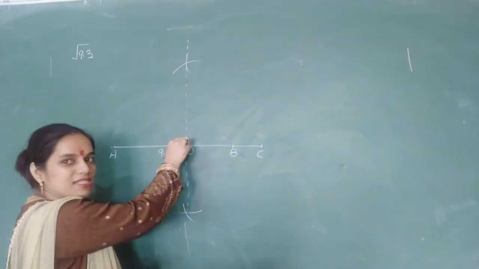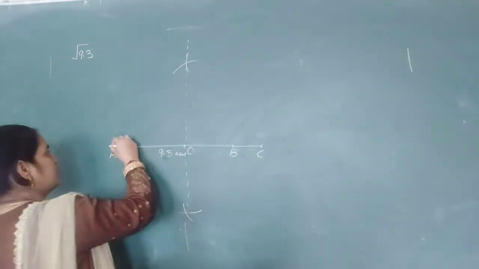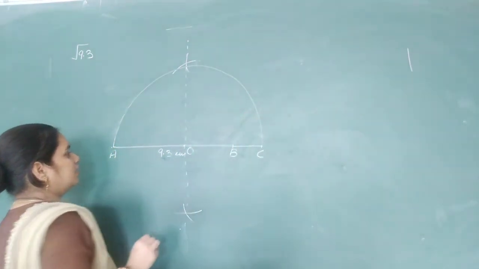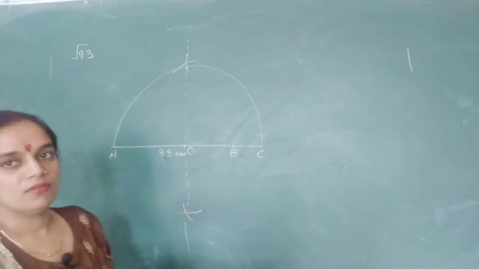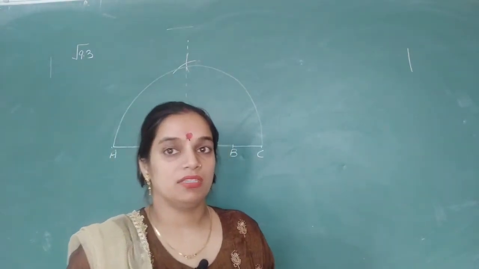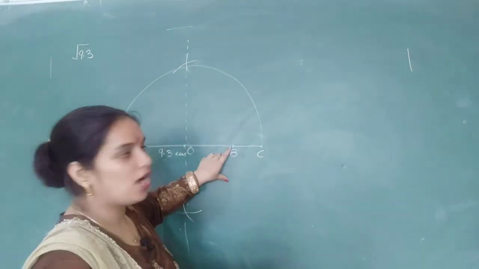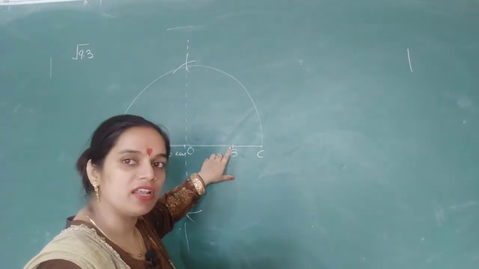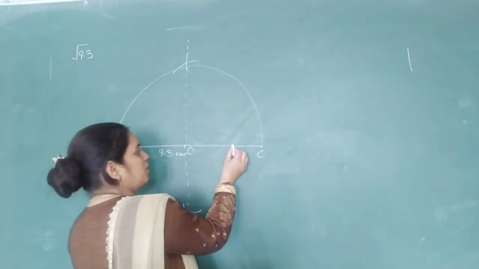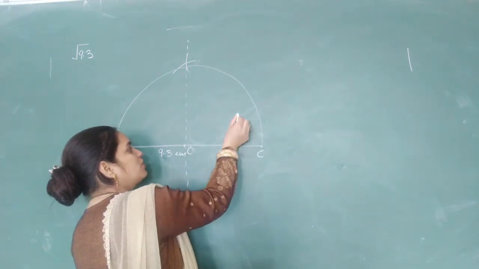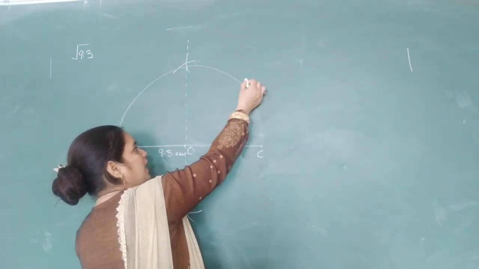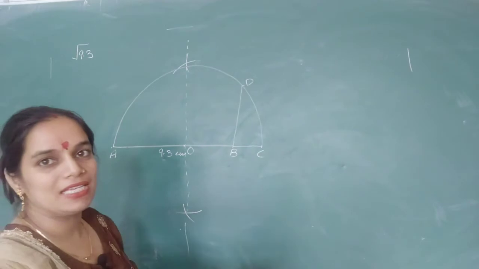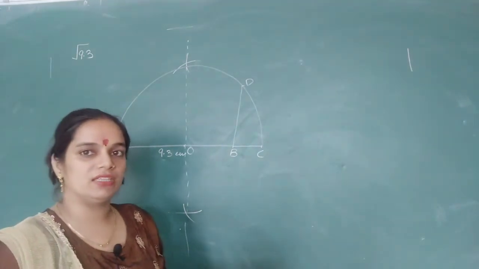Then by taking O as a center and OA as a radius, we will draw a semicircle. This semicircle will pass through points A and C. The next step is that we will draw a perpendicular at B. You can take the help of a protractor. At the point B, we will draw an angle of 90 degrees which will intersect the semicircle at a point, and we mark it as D. Now this BD line segment will be of length under root 9.3.